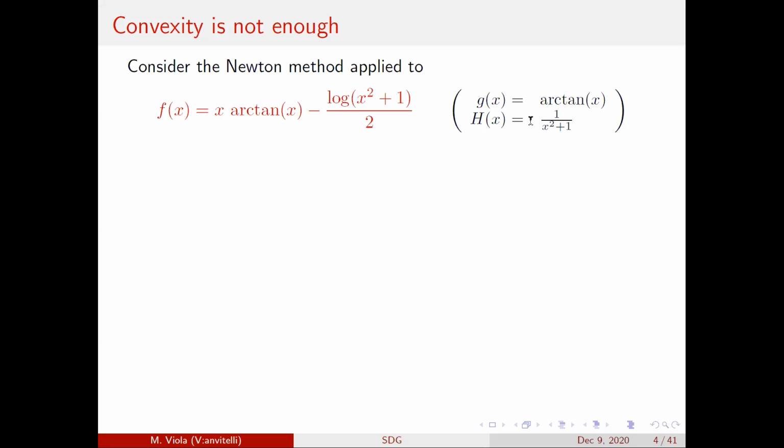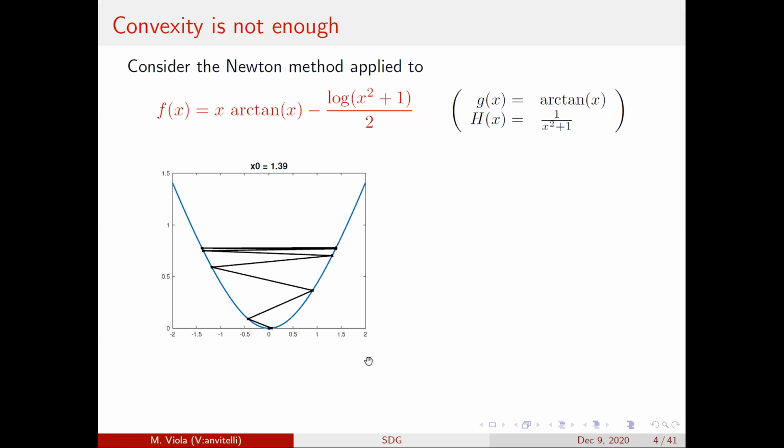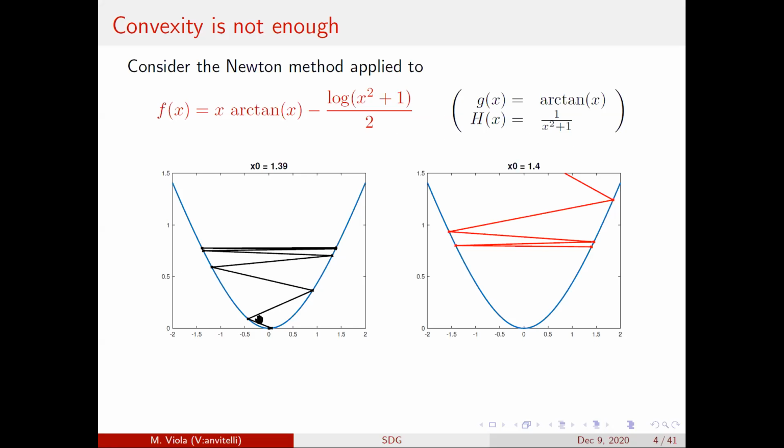So convex, perfect. Well, what happens if you start the Newton method from, let's say, 1.39? You will suffer a little bit at the beginning, but then in 5 iterations, you will converge to the exact solution. And this is the nice behavior of the quadratic convergence of the Newton method. But you just need to move slightly to the right, and everything is broken. You start from 1.4, the method diverges. And the function is nice, it's convex.